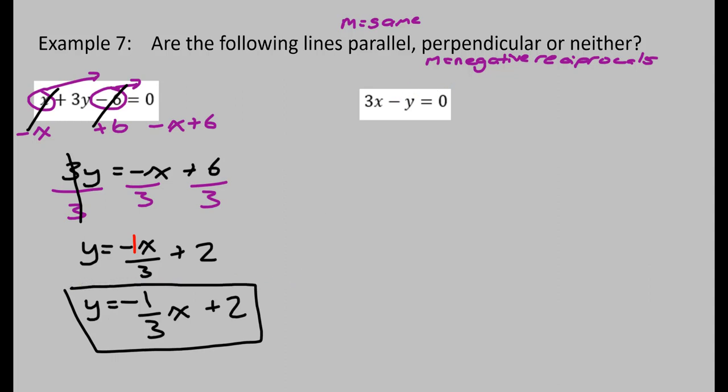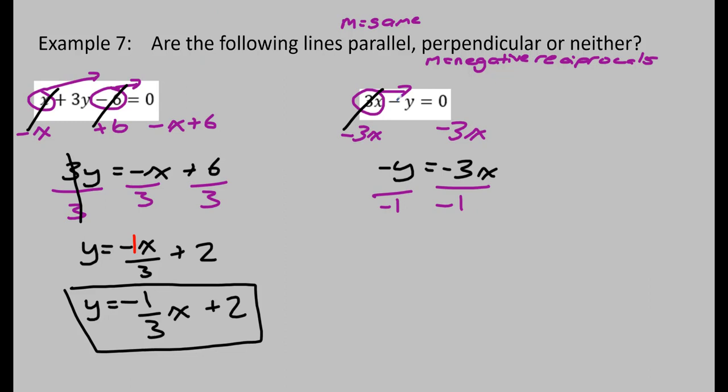The second one's a bit easier. I only have 2 terms. I still bring the x over to the other side by, in this case, subtracting 3x on both sides. 3x minus 3x is 0, so those cancel out, and I'm left with negative y. Just be careful. Some people always forget that. And then to get rid of the negative sign, I have to divide or multiply both sides by negative 1. So negative divided by negative is positive, so I'll get y, and negative 3 divided by negative 1 is positive 3x. So here is my equation.